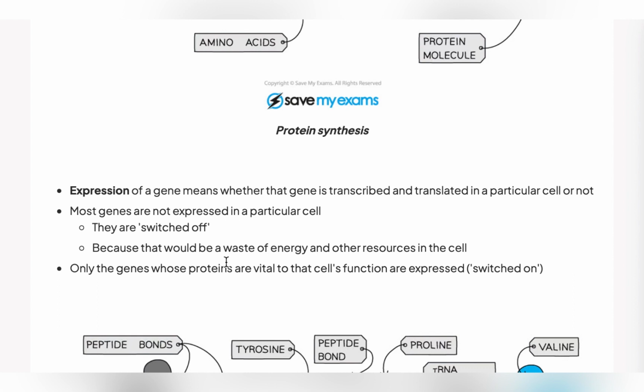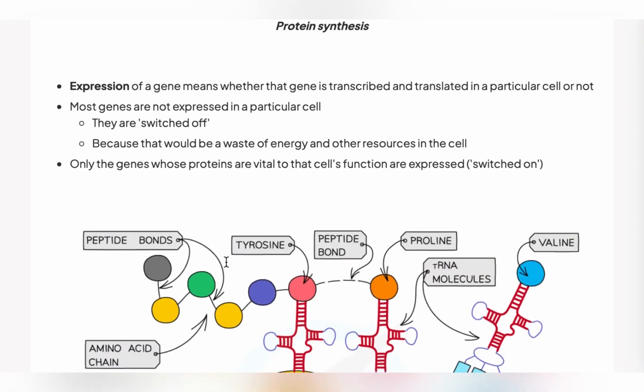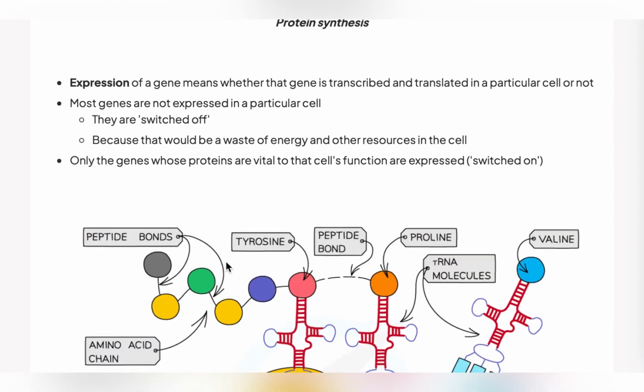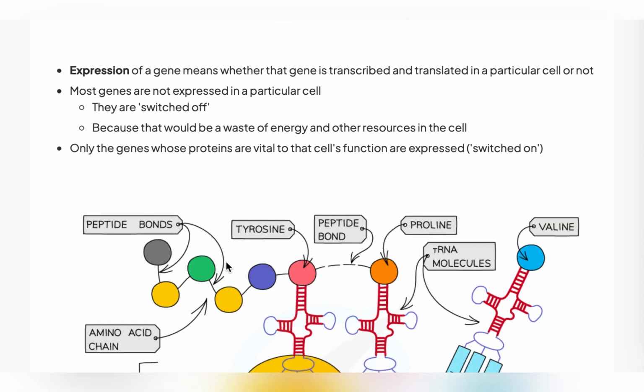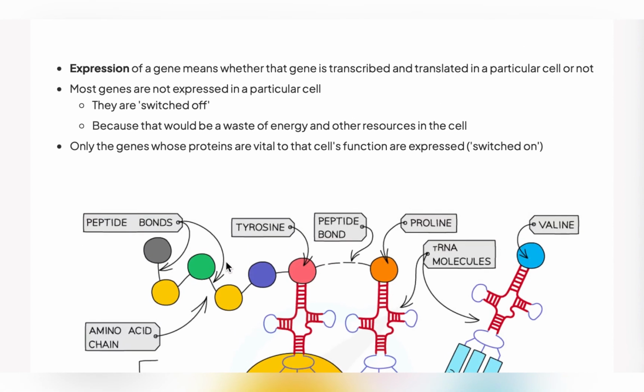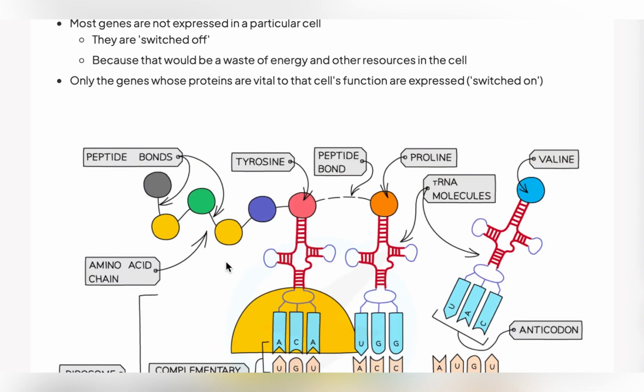Now, most genes are not expressed in a particular cell. Any gene that is not expressed in a particular cell, we can say is switched off, because expressing it would be a waste of energy and other resources in the cell. Only the genes whose proteins are vital to the cell's functions are expressed. We already explained this: the cell makes the particular protein it needs, and for what it doesn't need, we call it switched off.